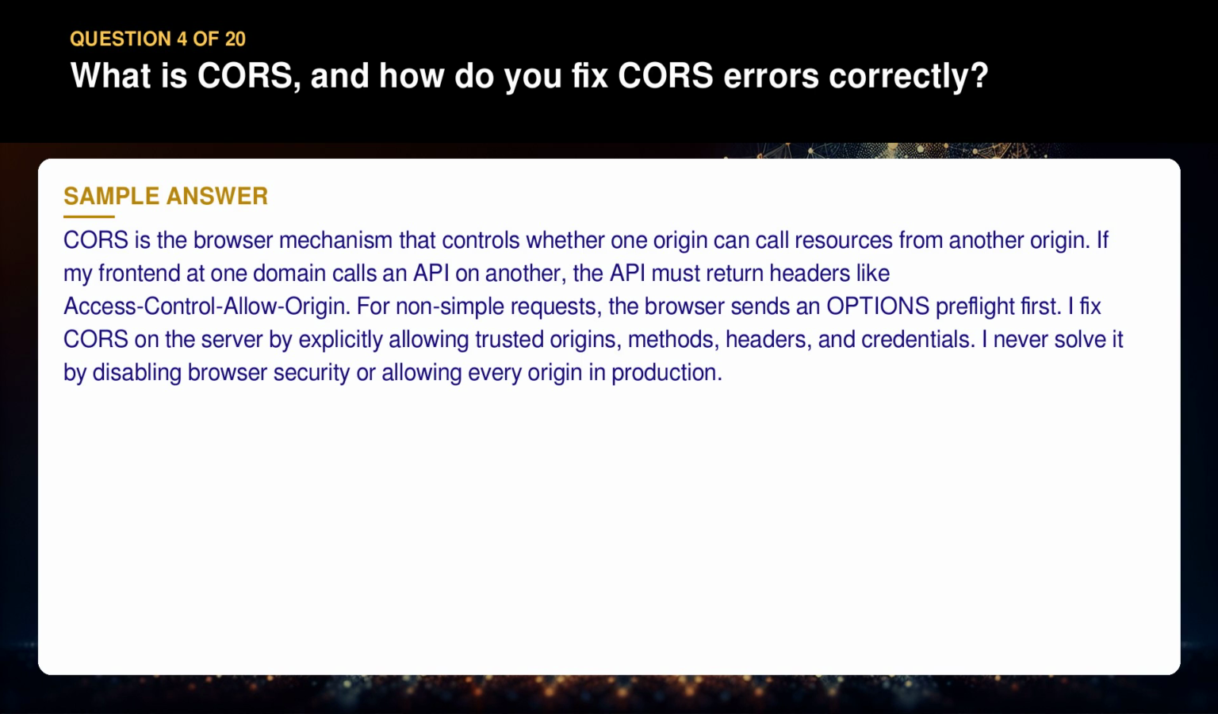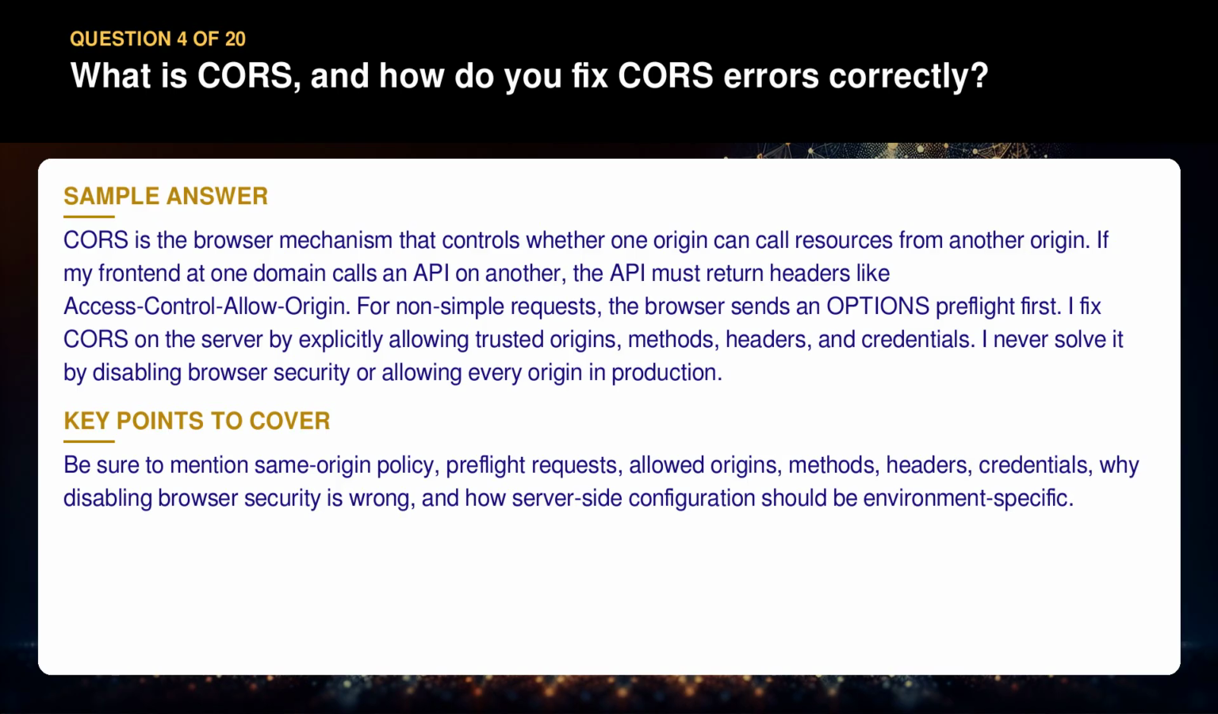I fix CORS on the server by explicitly allowing trusted origins, methods, headers, and credentials. I never solve it by disabling browser security or allowing every origin in production. Be sure to mention same-origin policy, preflight requests, allowed origins, methods, headers, credentials, why disabling browser security is wrong, and how server-side configuration should be environment-specific.